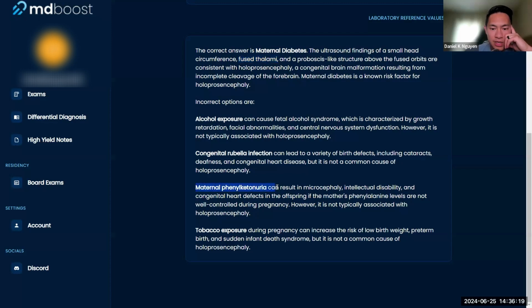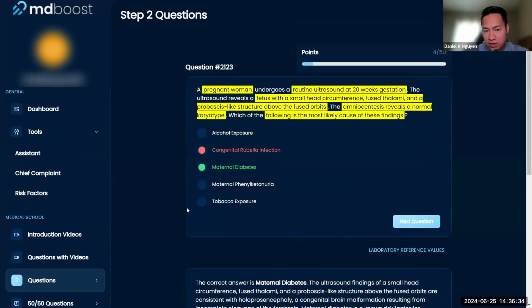The fused thalami, right? Meaning that the two hemispheres are kind of communicating. Right. And then PKU can cause microcephaly, intellectual disability, congenital heart disease. Tobacco exposure usually causes low birth weight, preterm birth, sudden infant death, but not holoprosencephaly. So it's a risk factor question, right? So it's going to be diabetes for holoprosencephaly.